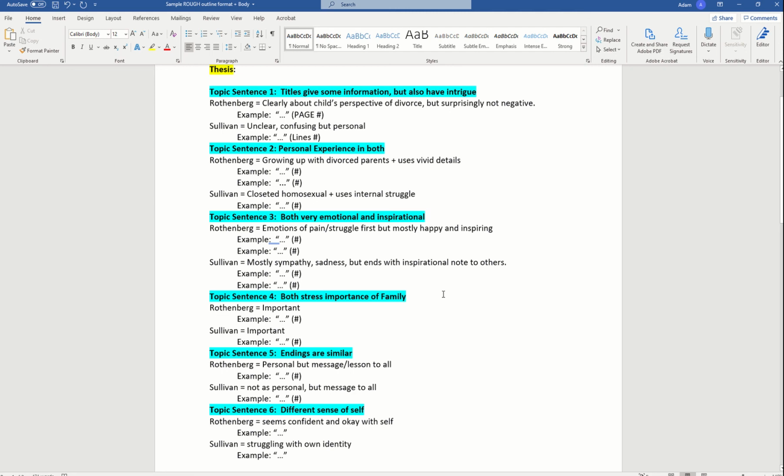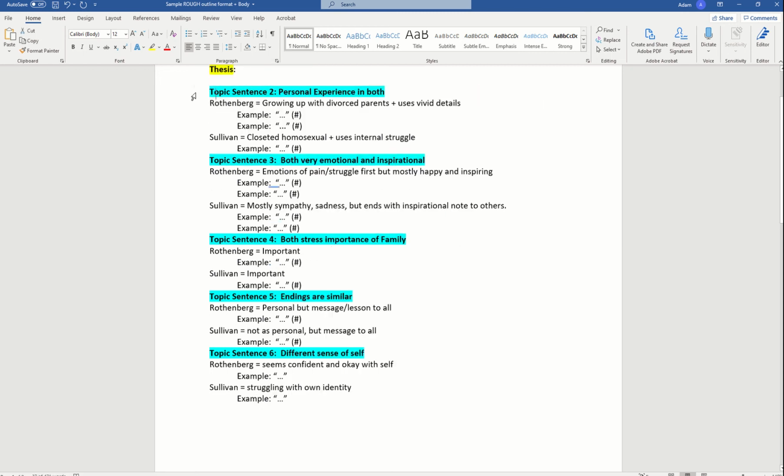Okay, so I've got this rough outline. Let me tell you, this is going to be one long paper if I use all of these ideas. So after doing this, you might do this beforehand too if you know which ideas are good and bad, but I like to go through all my ideas, come up with my examples, and then choose the best ones. So I'm going to say, you know what? I don't think I could write a whole lot about titles. Scratch it. I think I could write a lot about personal experience. I really do like the idea of emotional and inspirational.